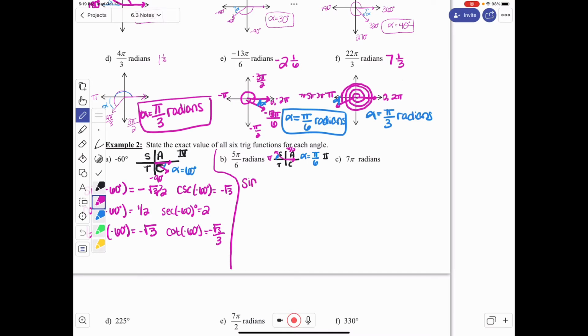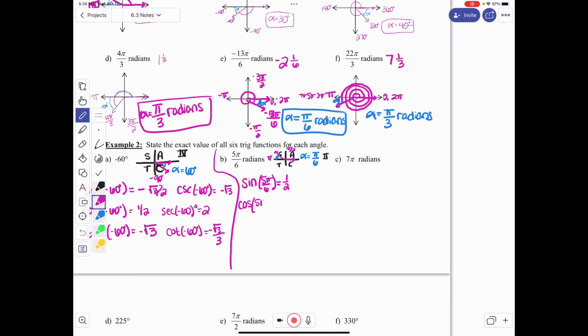So sine of 5 pi over 6, when I look it up on the trig chart, I use pi over 6. When it tells you to find the exact value, especially without a calculator, your reference angle should be something on your trig chart. If it's not something on your trig chart, that's a good indicator that you've messed up. So sine of pi over 6, when I look that up on my trig chart, it's going to be 1/2.